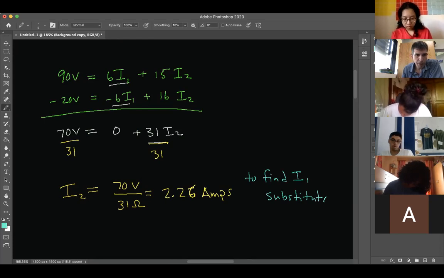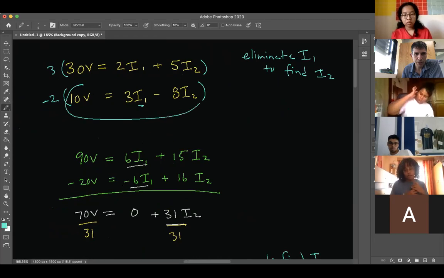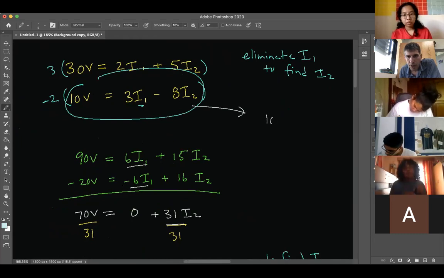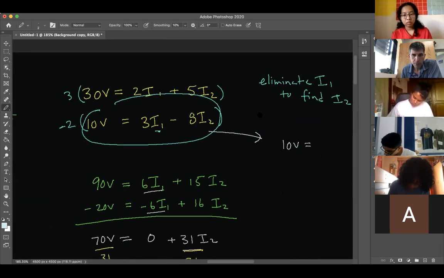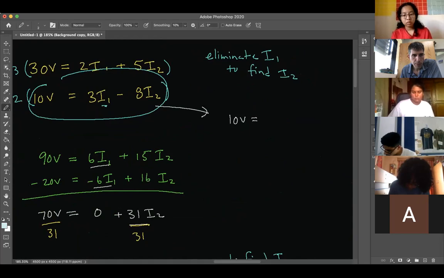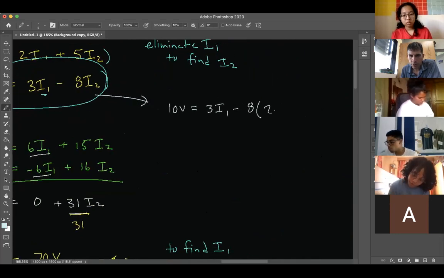So you're going to take this value for I2 and choose one of those two equations that we started with. I'm going to choose the one with the smaller numbers because it's easier. I'm going to just rewrite it over here. So this is 10 volts equals 3I1 minus 8 times I2, which we just found I2 to be 2.26 amps. So I'm going to substitute it there, 2.26 amps. And remember, this is a unit of resistance.